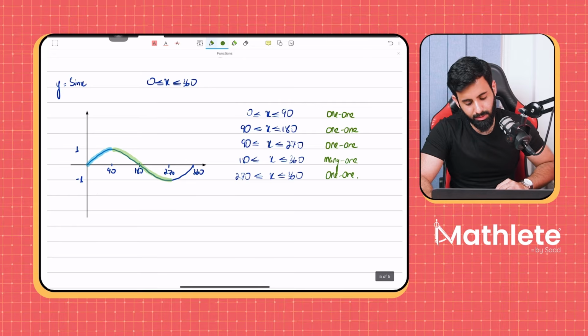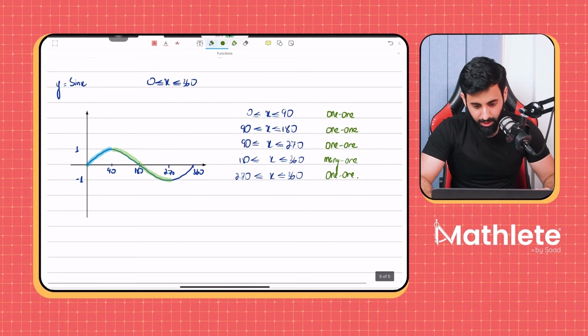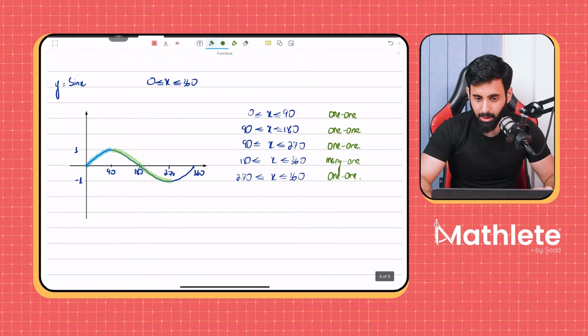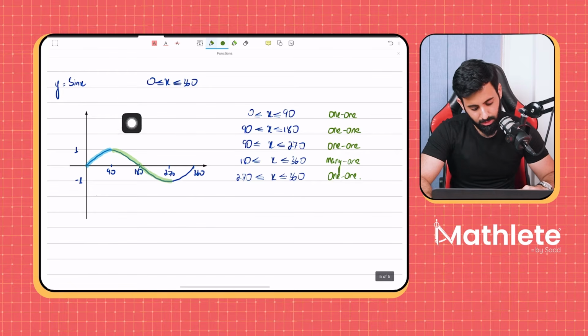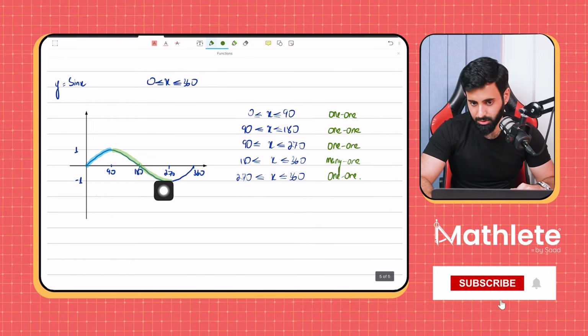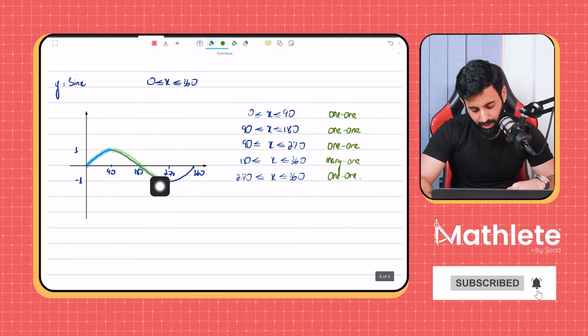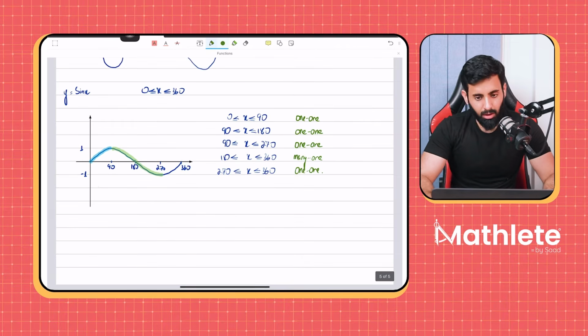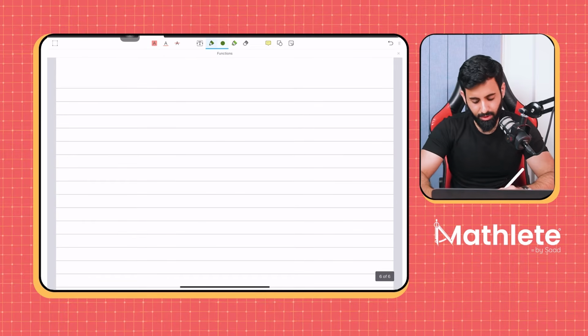So I hope the difference now is clear. 180 to 270 is okay. Now you've got to narrow it down. What do you mean by both? What I mean by both may not be the same as what you mean. When I say both, I mean it's increasing as well as decreasing. So 180 to 270, it's only decreasing. It's not increasing. It's going down. So that means it's a one-to-one function. However, from 180 to 360, it's a many-to-one function. Now let's use this concept and apply it over here.